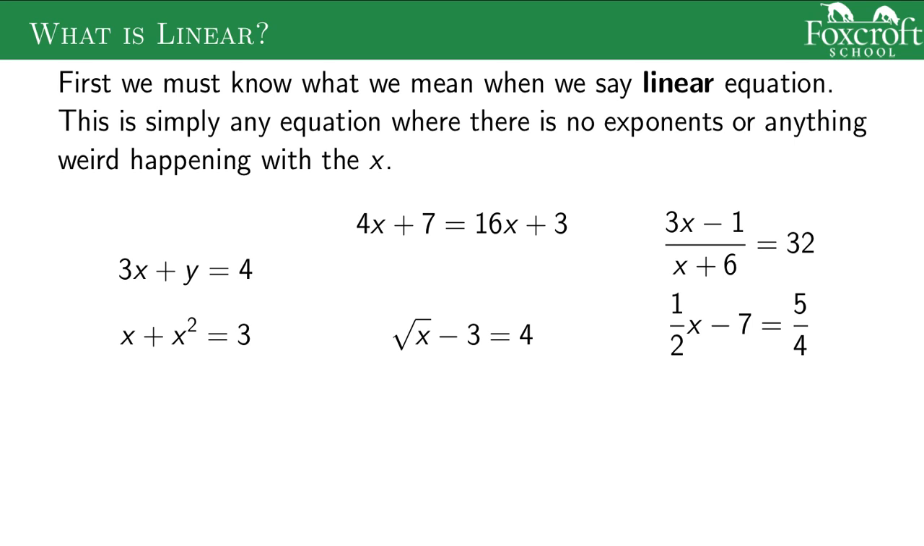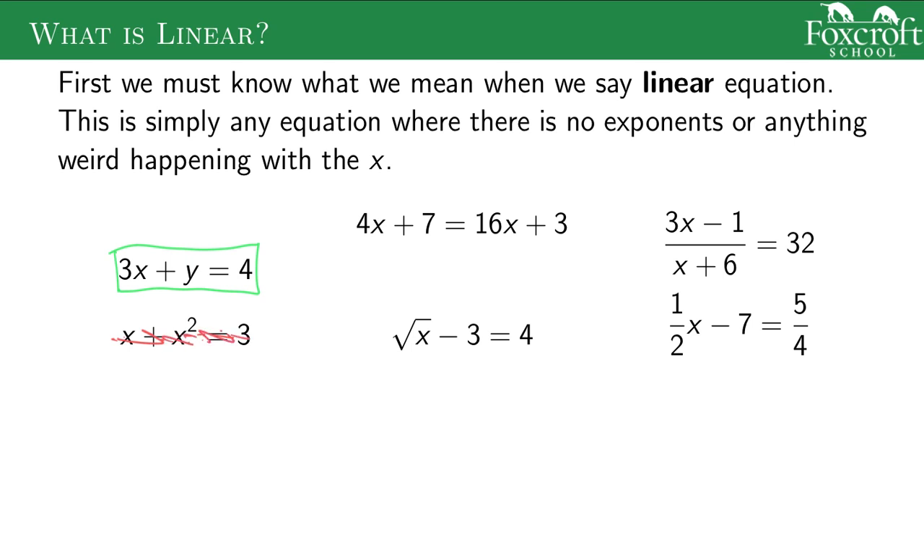All right, so which of these are linear? 3x plus y equals 4. If you look at that, x just has a number in front of it. That's nothing crazy. That is a linear equation. x plus x squared equals 3. As soon as you see an exponent on x, it's already a more complicated type of equation. You have to solve it in a different way. So this is not linear.